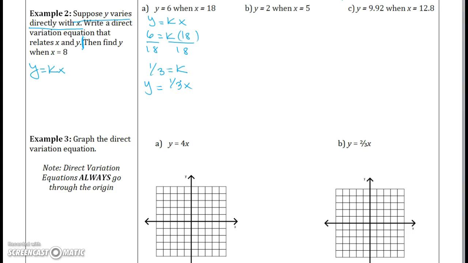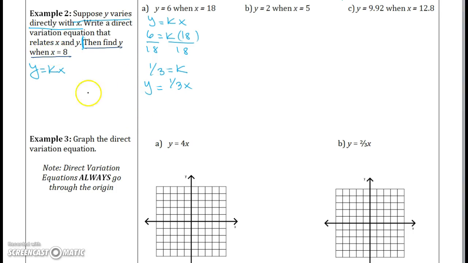I just want a relationship that relates x and y. So y is 1/3 of x. Whatever x is, y is 1/3 of it. Just like whatever my height is, there's a couple students, it's always going to be 1/3 of it. Won't mention any names. Okay, so that's part 1 that they asked me to do. Check, I'm done. But then they said, then find y when x equals 8.